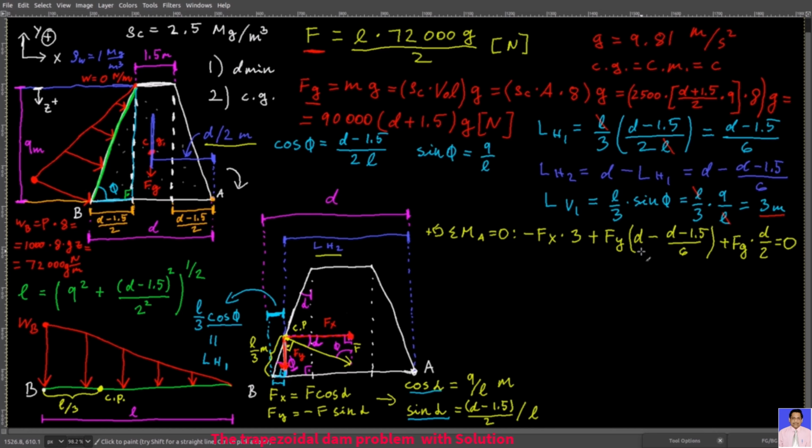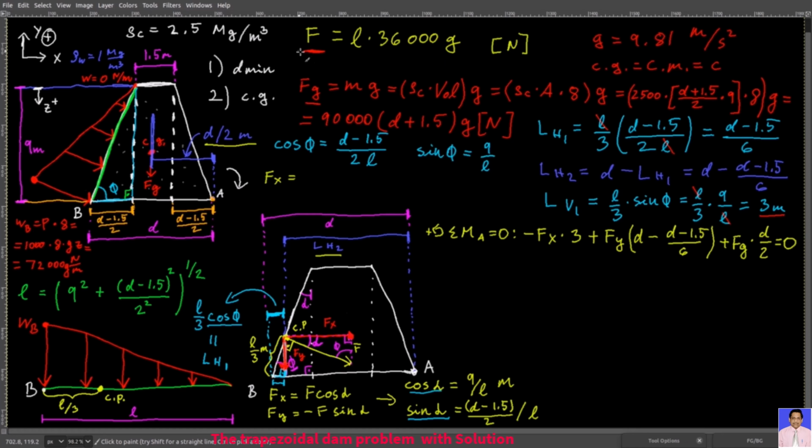And now what you need to do is find this d. That's your unknown. That's when you have your d minimum, when the sum of all the moments is 0. And now, this Fx, you know that it's F times cosine alpha, and you know your cosine alpha, so Fx equals this F, which we can simplify by making this one 1 and this one 36,000.